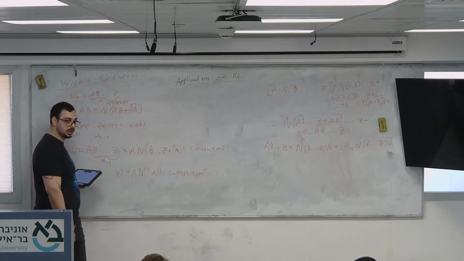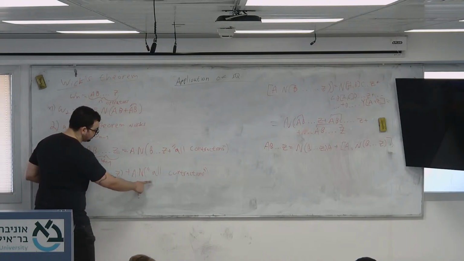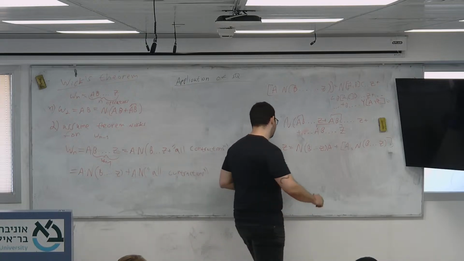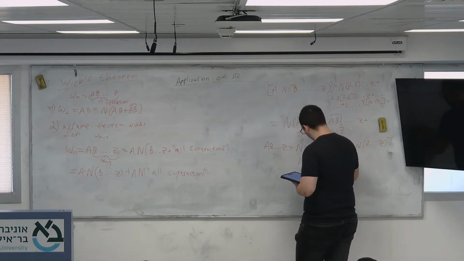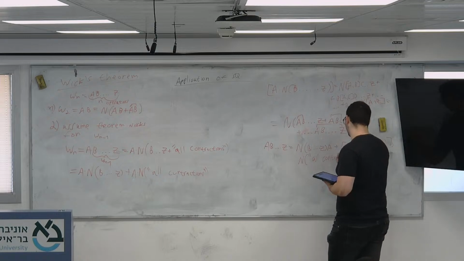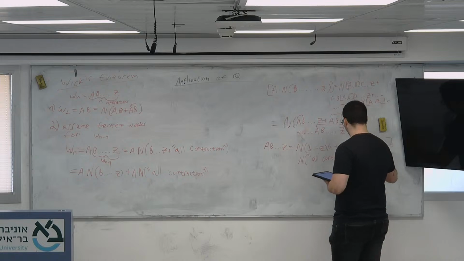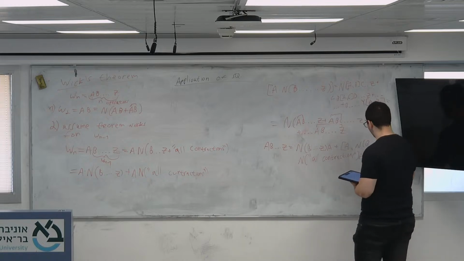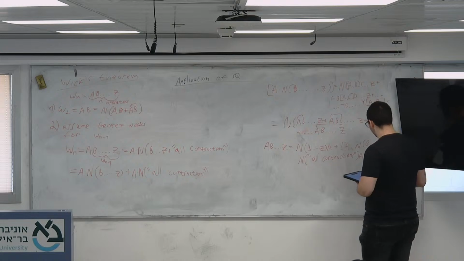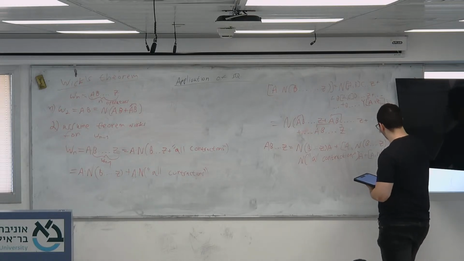Next, we'll also want to switch this A to the other side. Again, we assume it's an annihilation operator. The A that multiplies all the contractions goes to the other side. So again, we'll have normal order of all contractions A plus A and B, Z.